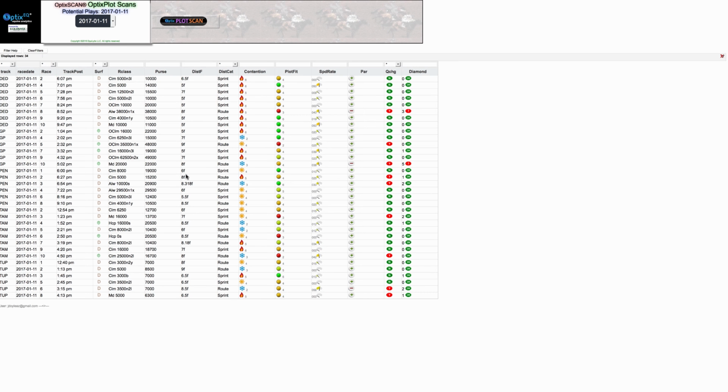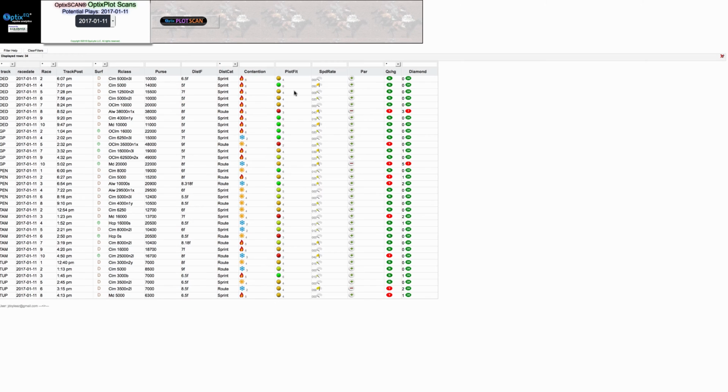So what we do is we start with OptixSCAN for plot. What OptixSCAN for plot does is it dumps all the races, with the exception that it filters out races that are really undecipherable. But all the races from the tracks that we have covered for that day, it puts all the information in a table and gives you all the plot heading information with it. And you can filter on it.